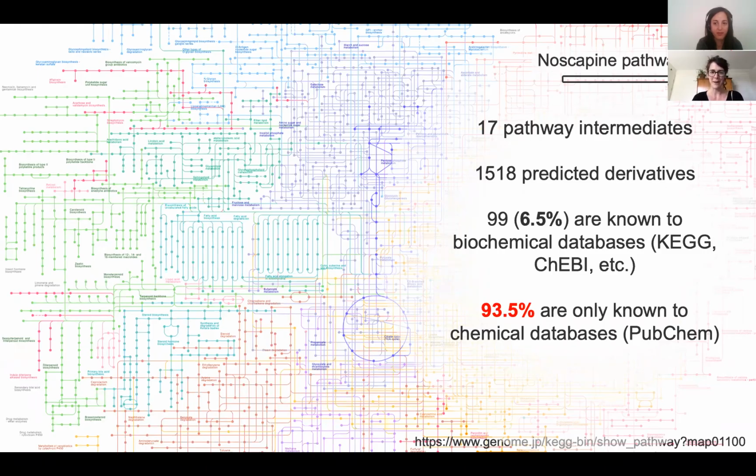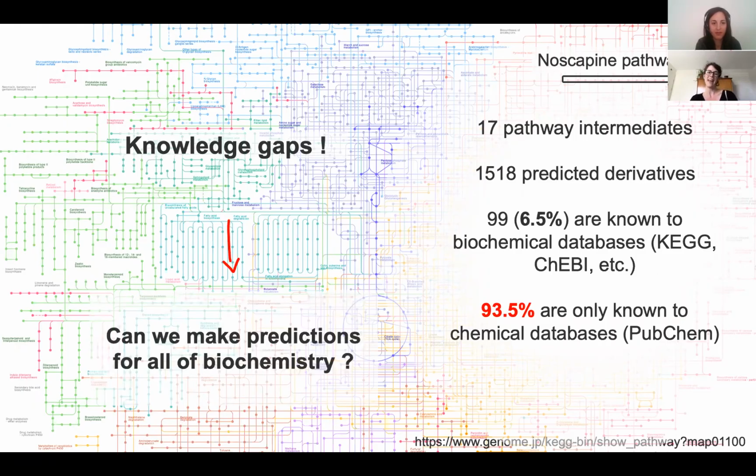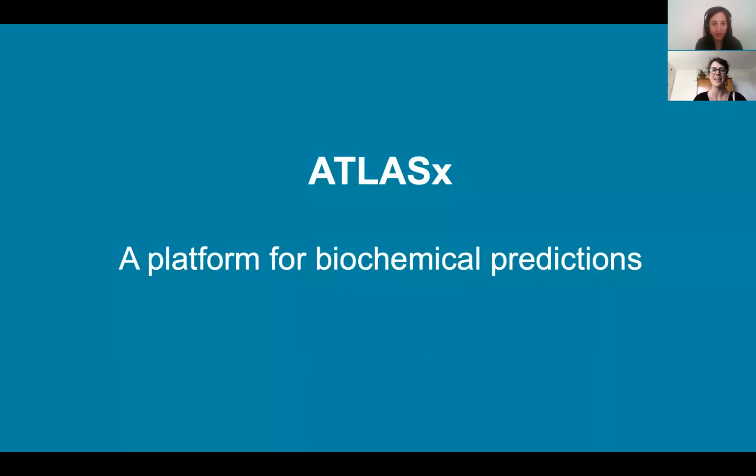So, yeah, we thought that there's a big potential still to fill the knowledge gaps that are present in the rest of metabolism. And we wanted to find a way to make predictions for all of biochemistry at the same time. And yes, so with this, I come to this last part, the Atlas X project, where we try to develop a platform for biochemical predictions.